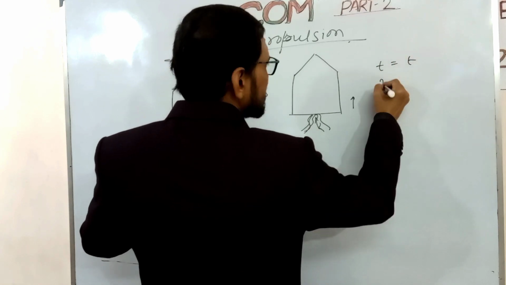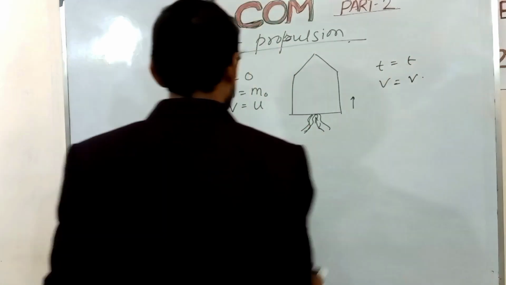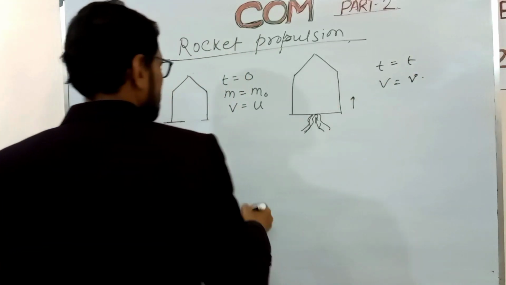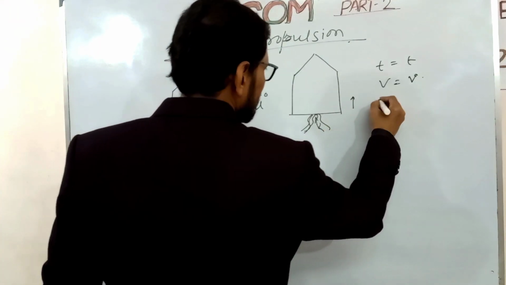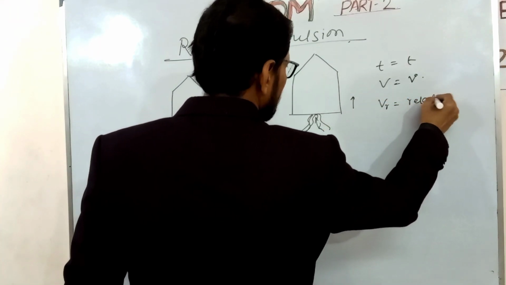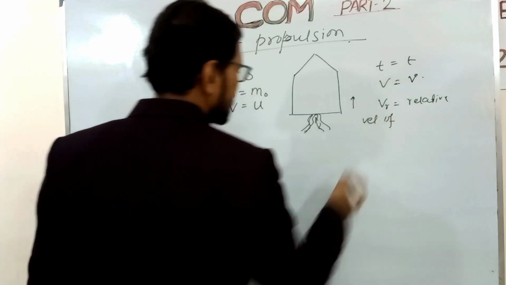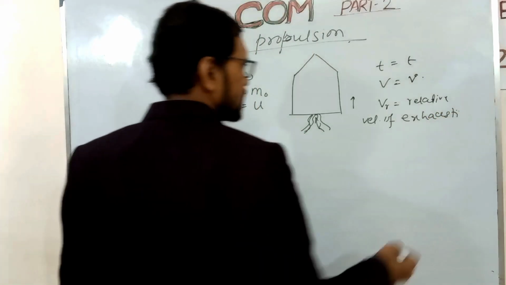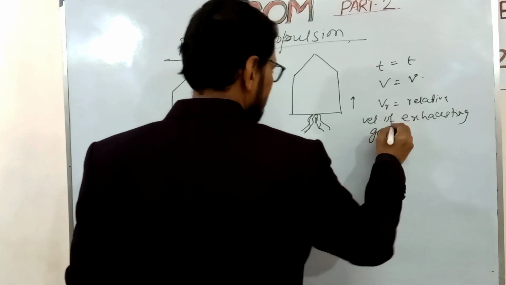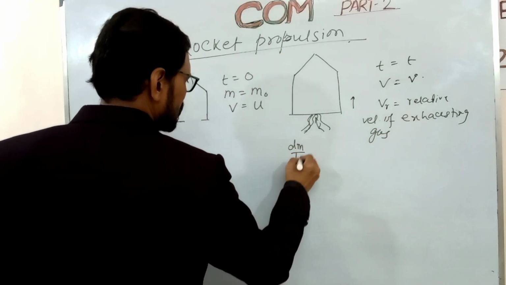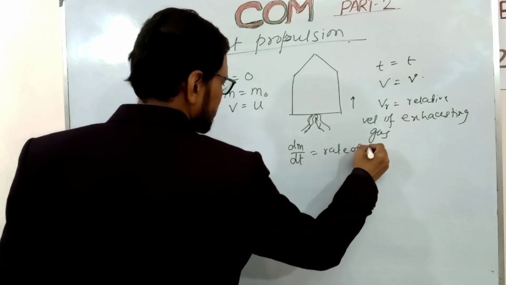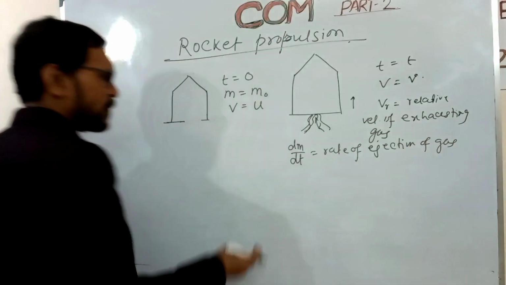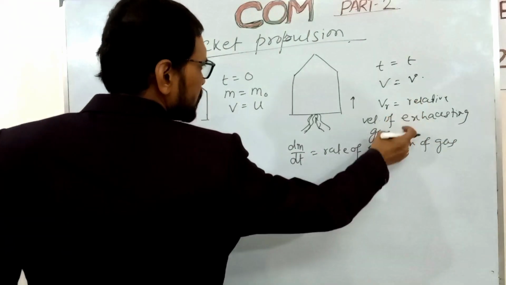at t equal to t, the mass equal to m, and after t seconds the velocity of the rocket equal to v, initial velocity u, and vr equal to the relative velocity of the exhausting gas. And we define dm by dt equal to the rate of ejection of gas. dm by dt equal to rate of ejection of gas, vr equal to relative velocity of exhausting gas.